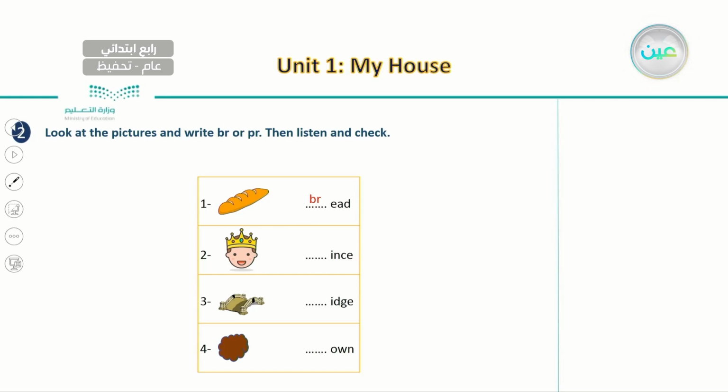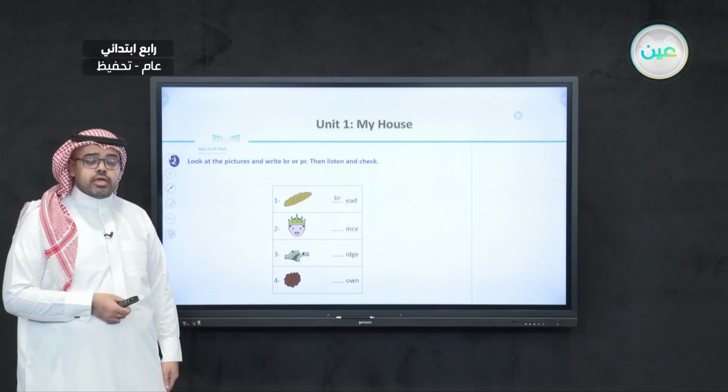So here what we're going to do is look at these pictures and complete the words with either BR or PR after looking at the picture. So the first one, this is a picture of bread, and the word bread starts with BR. Here we have the word bread. Bread. Now I would like you to have a look at the second picture.